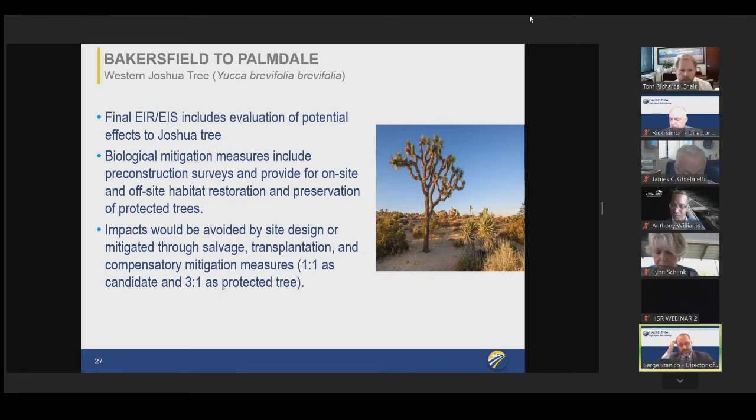We heard some comments on Joshua tree. Joshua tree was listed as a candidate species last year, but it was also a species that we had already considered in the draft document. So we have provisions in the final EIR/EIS for protection of Joshua tree as a candidate species, but also as a protected tree in a protected vegetation community. So we have mitigation measures, including pre-construction surveys, on-site and off-site habitat preservation or restoration, and preservation of protected trees. We'll also try to minimize effects to Joshua tree through site design. And then where we can't avoid the impacts, we can salvage, transplant, and then compensate at minimum ratios. And we have 1-to-1, but we also have 3-to-1 where we considered it as a community that is protected. Next slide, please.